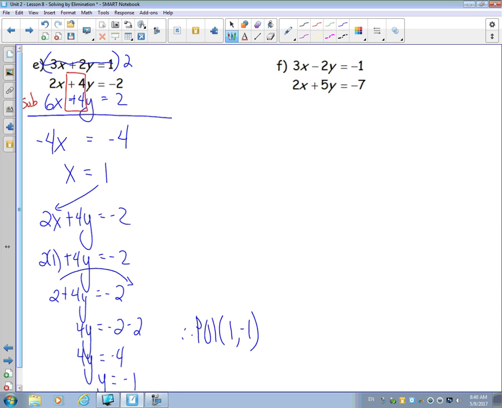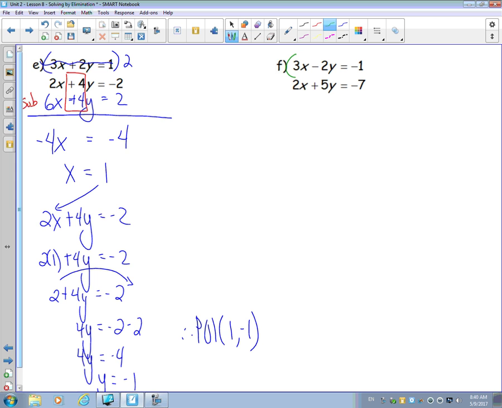What's the same? 3 and 2 are not the same. Nope. 2 and 5 are not the same. Okay, I got to multiply then. What do I need to multiply? Well, there's not much you can really multiply 2 by to make into a 3, or 2 by to make into a 5, easily. So why not multiply both of them?